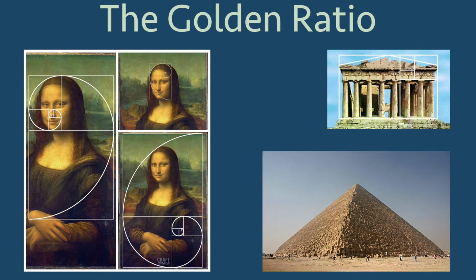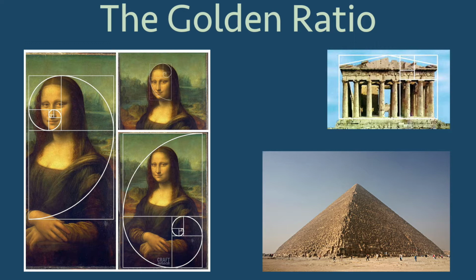It has long been thought that when the ratio of the length and width of a rectangle is the golden ratio, then the observation of the rectangle is pleasing to the eye. We can see this ratio in Da Vinci's Mona Lisa, in the architecture of the Parthenon in Greece, and in the Great Pyramid of Giza.